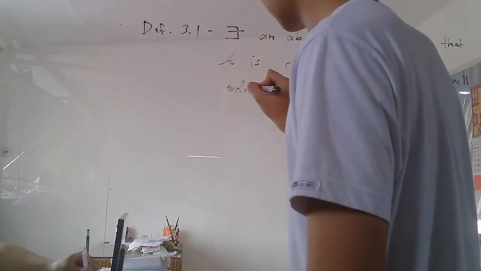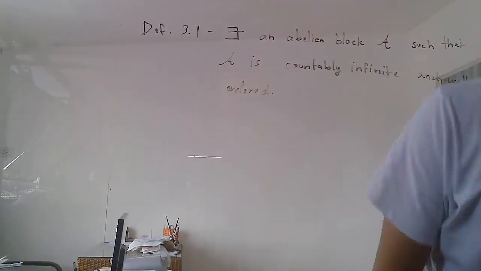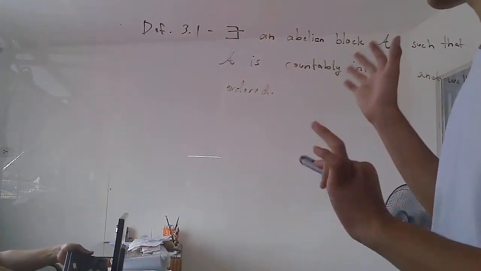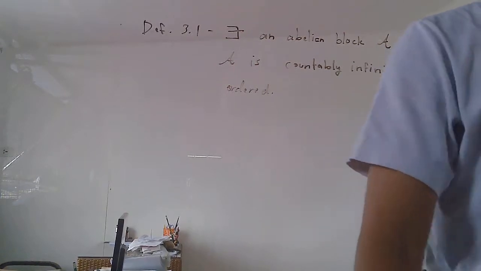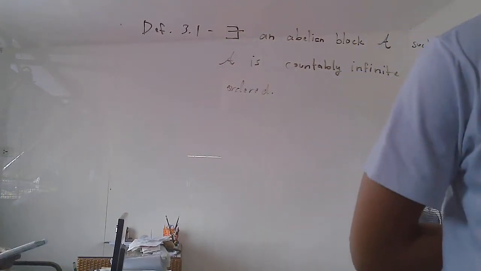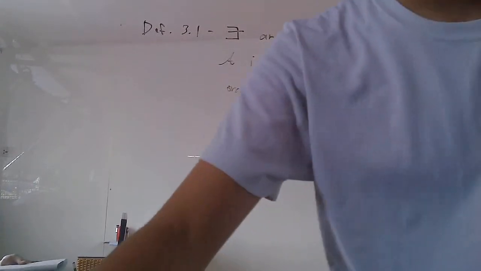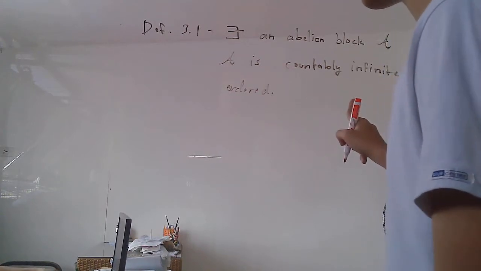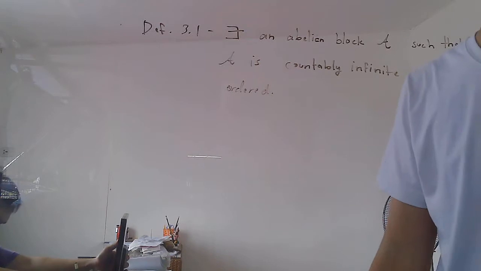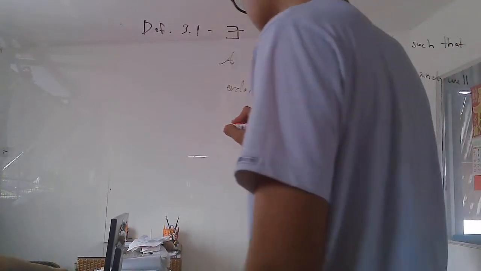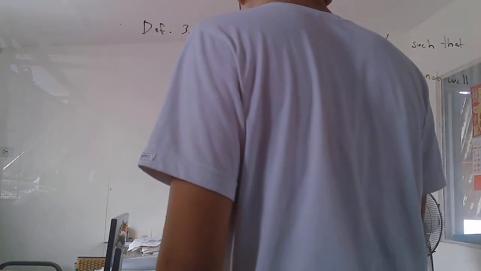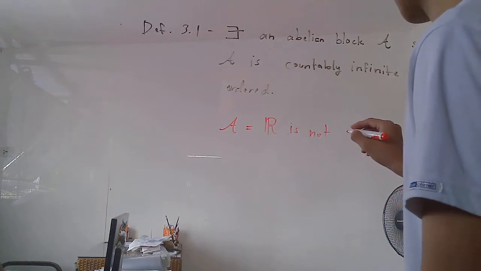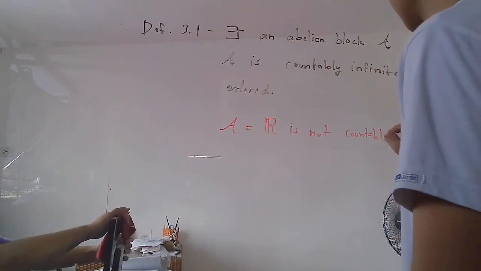Now when we start talking about well ordering and countable infinities, you guys start to think about the natural numbers N. Now note that R is not countable. It's not countably infinite. So a counterexample of this abelian block is that if we treat every element inside as some number, if we treat them as an N, so A, which is R, is not countably infinite.